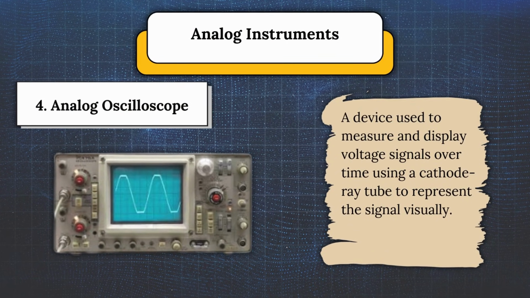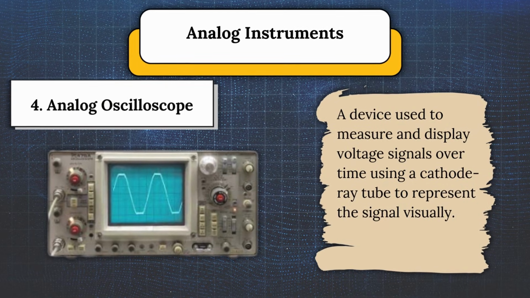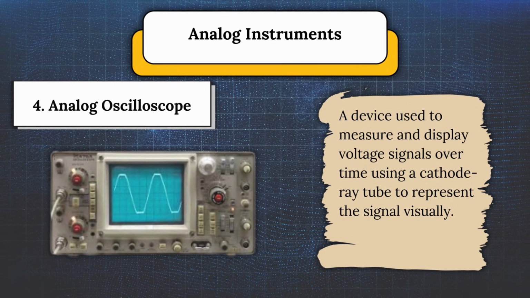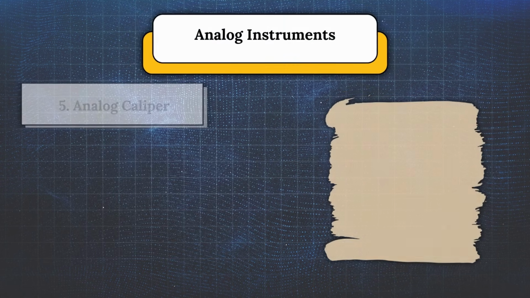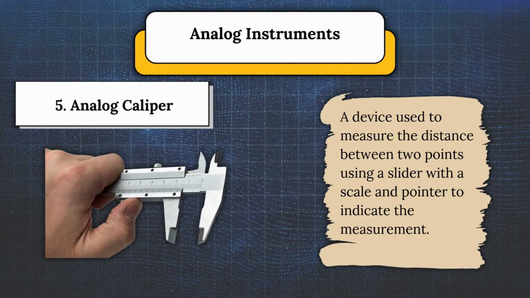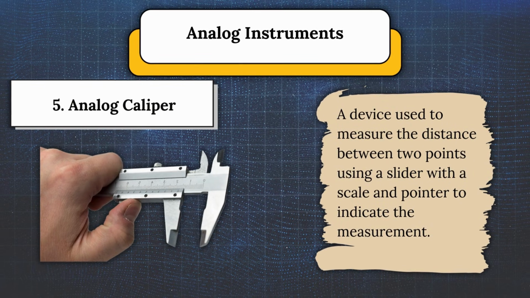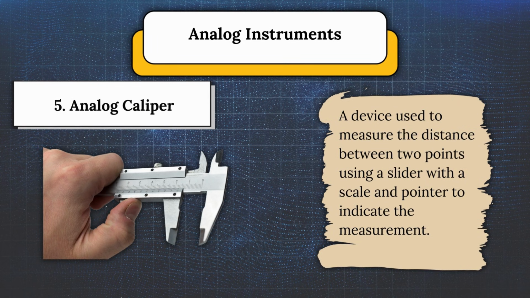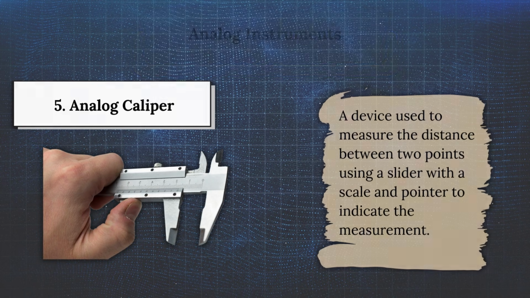Number 4. Analog oscilloscope. It is a device used to measure and display voltage signals over time using a cathode ray tube to represent the signal visually. Number 5. Analog caliper. It is a device used to measure the distance between 2 points using a slider with a scale and pointer to indicate the measurement.